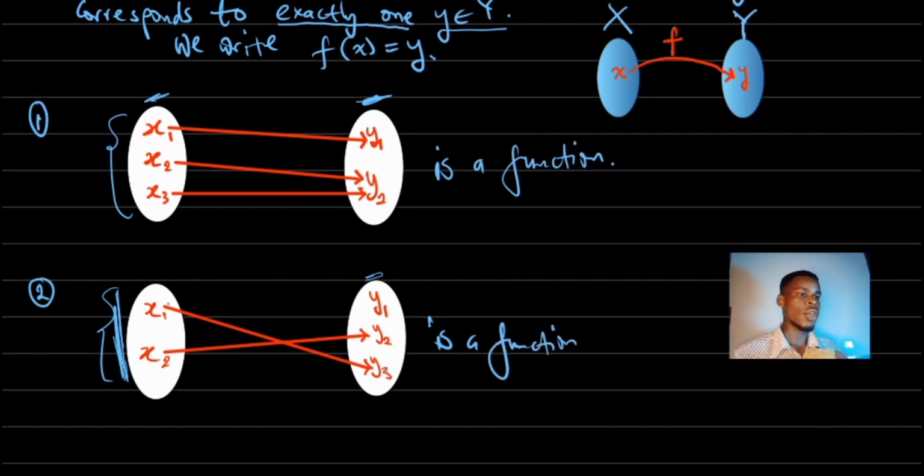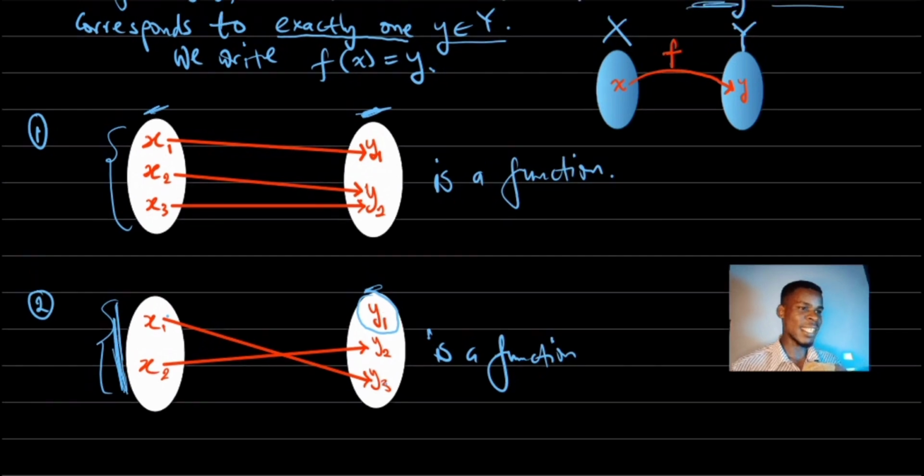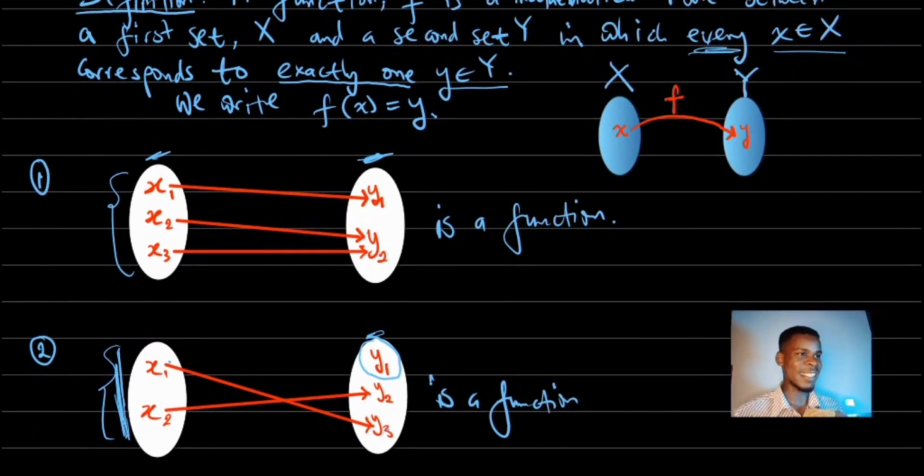Good. Well, you may say, but y1 is not assigned to anything. Well, like I said, we don't care about the elements in the second set. This statement only tells us that every element in the first set corresponds to exactly one element in the second set. So every element in the first set must correspond to something, and each element shouldn't correspond to more than one in the second, but rather exactly one. So it doesn't matter whether every element in the second set has something coming into it. Okay, good. So this is also a function.